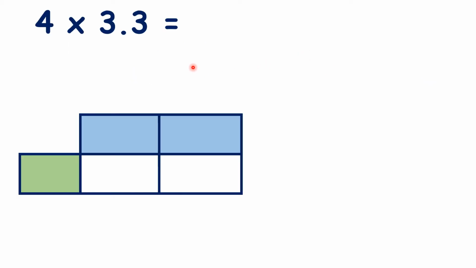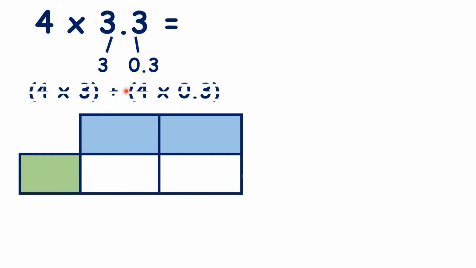So now that we know how to multiply by tenths, we can use the grid method to multiply a whole number by a decimal number greater than 1. 3.3 is really 3 and then 3/10, or 0.3. So we've partitioned 3.3 into units and tenths. So we can work out 4 times 3, then 4 times 0.3, then add up our total.